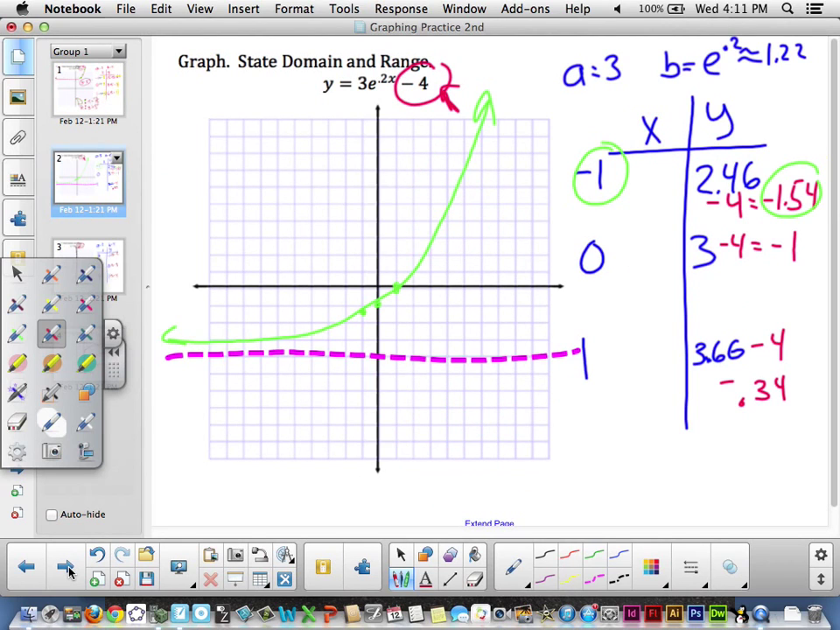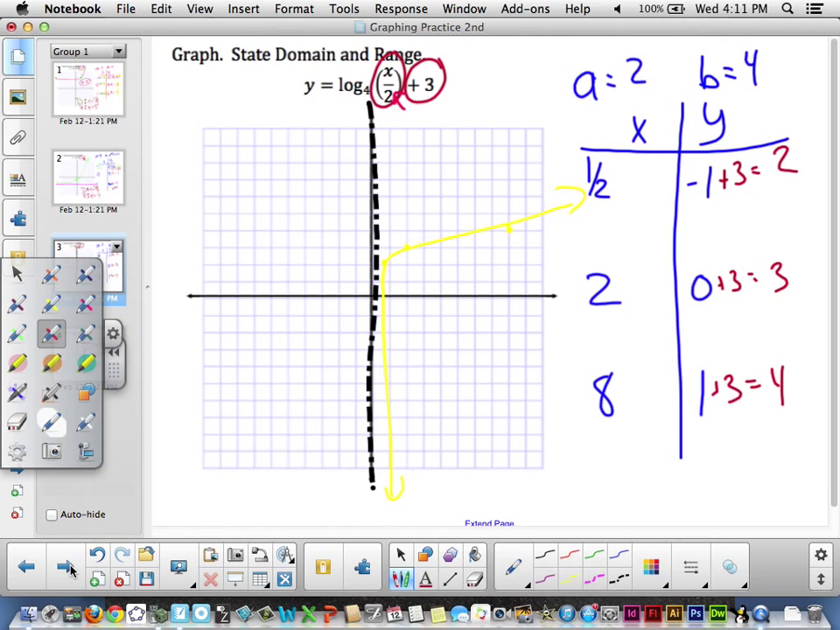Domain and range here, again, this is an exponent. So our domain is all real numbers. Our range, again, look for shifts up or down. We're going down 4. So our range is greater than, in this case, negative 4.